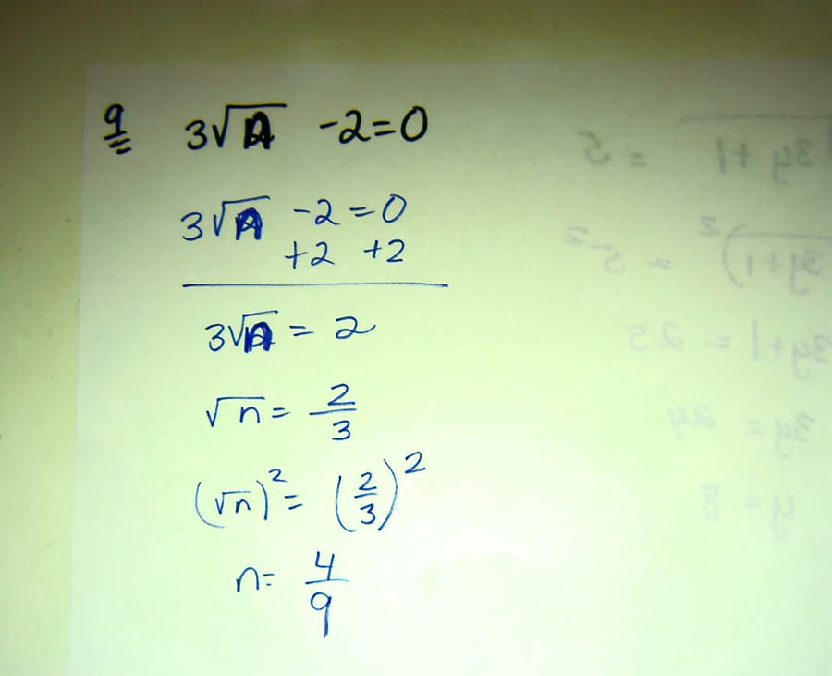Your next one is very similar to an algebraic expression. So you have 3 square root of n minus 2 equals 0. In order to solve for n, I added 2 to both sides. So now I'm left with 3 square root of n equals 2. Divide everything by 3 now because we're going to get the n completely by itself. So now you have 2/3. Yes, you can have fractions.